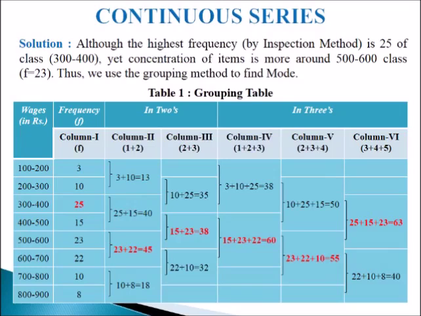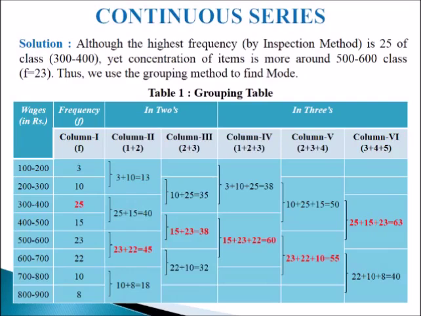We have discussed this earlier also, how to make this table. We will make 7 columns. In the first column, we will write wages, which are already given in the question: 100 to 200, 200 to 300 and so on. And in the remaining 6 columns, we will write the frequencies and add up the frequencies accordingly.